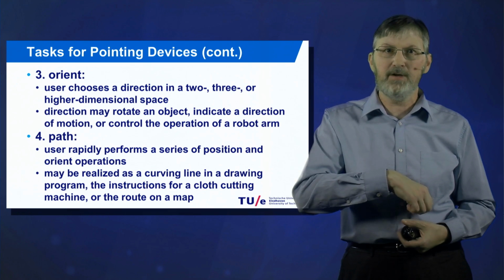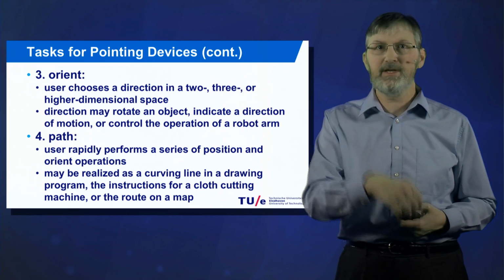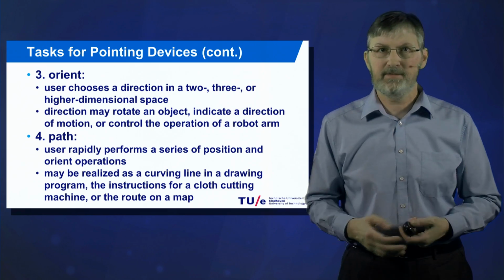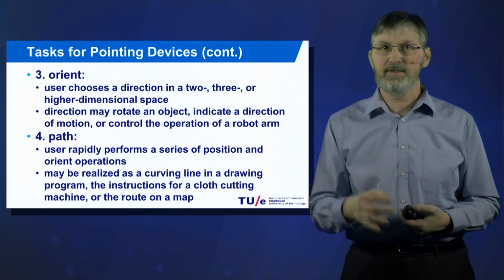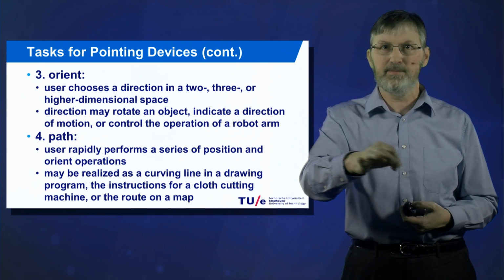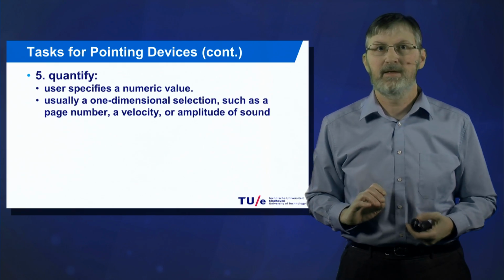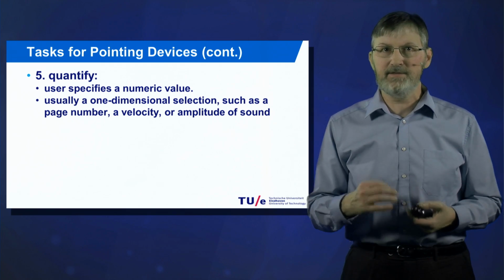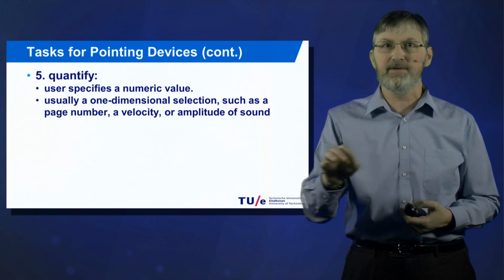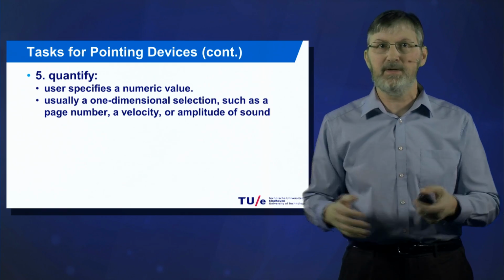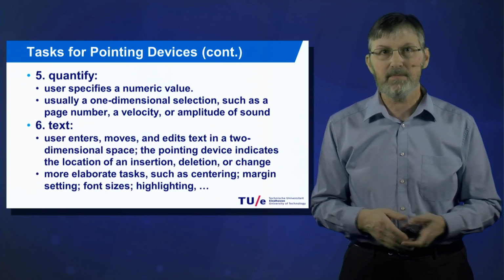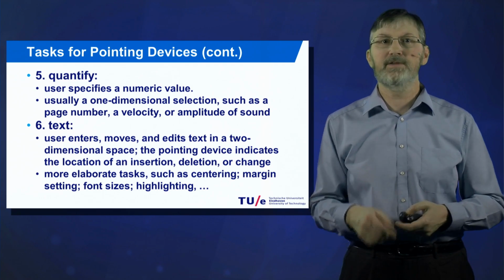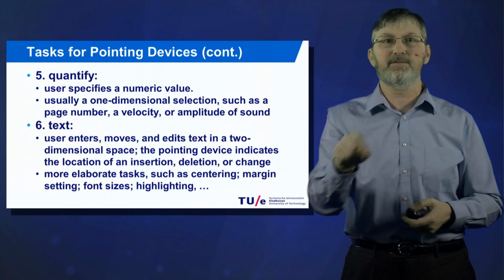Sometimes we need to draw a path. It can be freehand drawing, it can also be somewhat restricted, but we use a pointing device to not only point at one point, but to draw a curve. Sometimes we use a pointing device to quantify. For instance, to use a slider to select a specific value from a large range. We can also use a pointing device to enter text, for instance, by pointing at elements on a virtual keyboard.